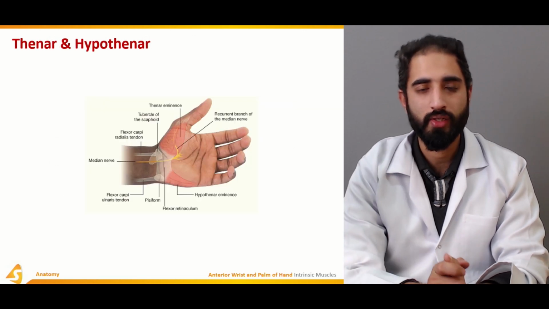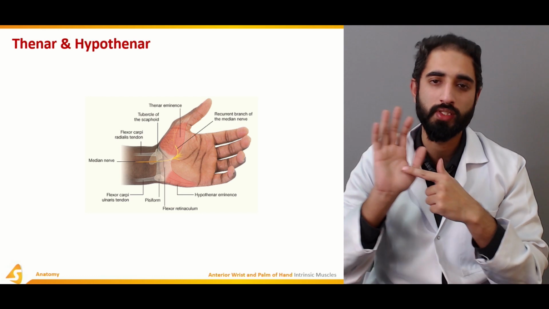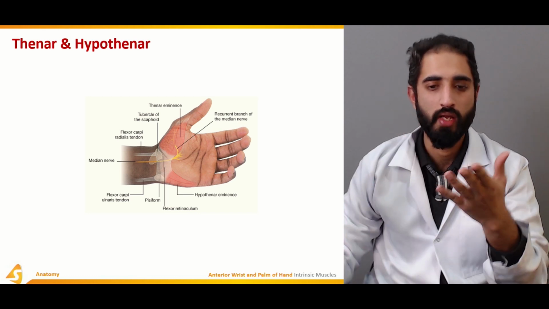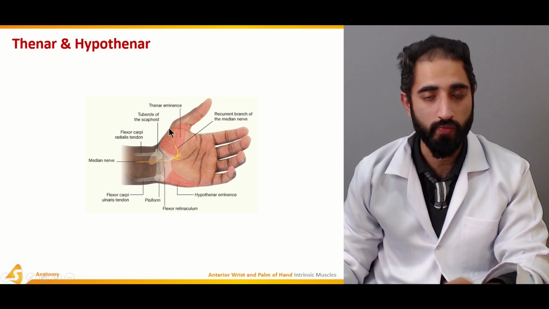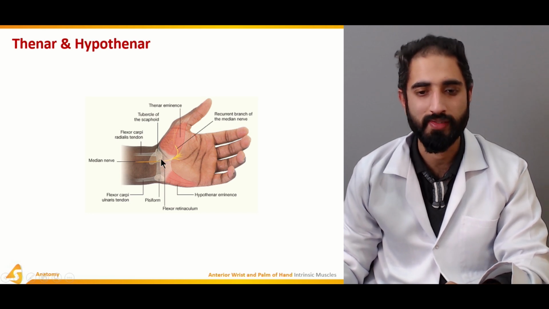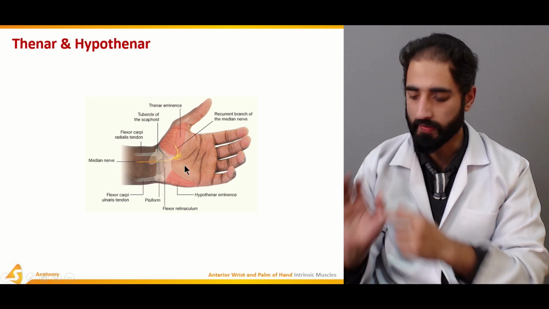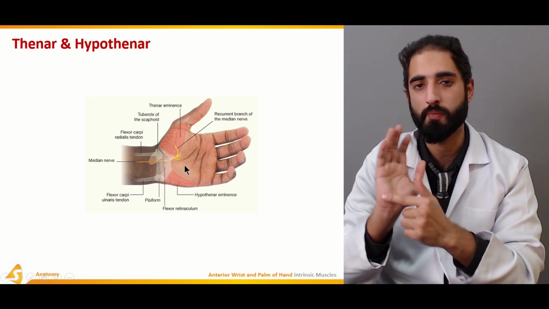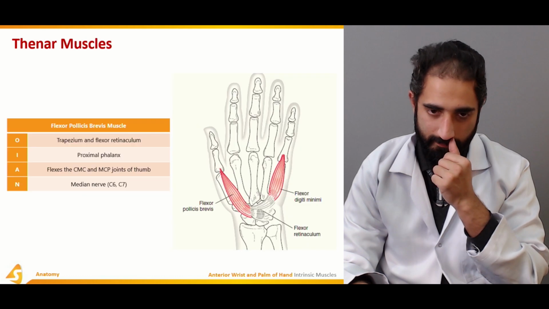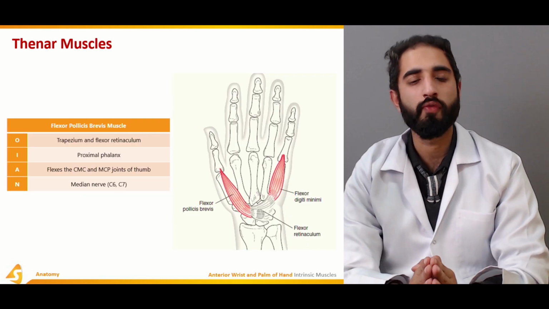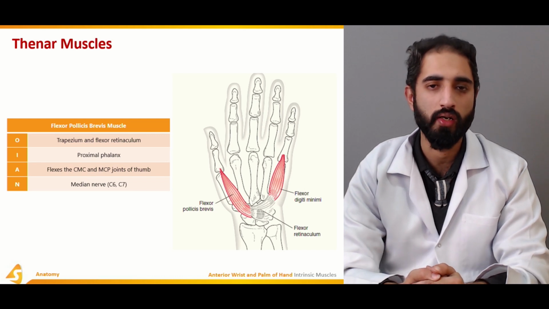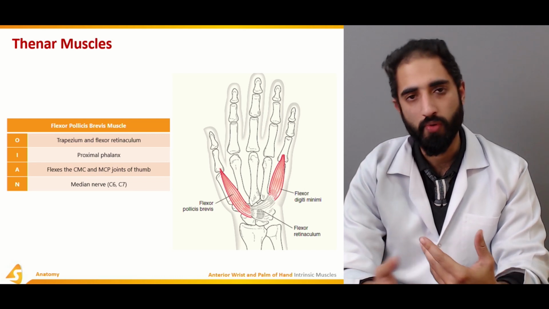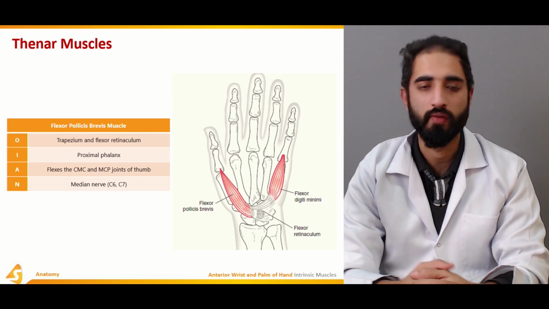So as I already mentioned, this is the thenar and this is the hypothenar. And as you can see in this picture over here as well, this one on the aspect of the thumb is the thenar eminence and this is the hypothenar eminence. And this eminence is because of the muscles which are present in this region. So starting off with the thenar muscles, as we already mentioned that there is a flexor, there is an abductor, and there is an opponens causing the opposition of the thumb.